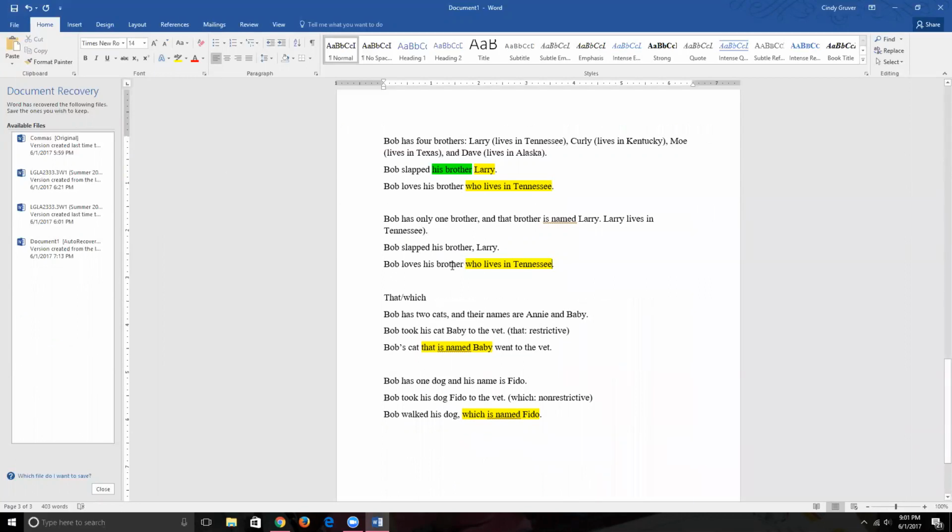So this does not restrict the data set. Therefore, it's non-restrictive, so it's like the which clause. Well, what do we do with the which clause? We put it in commas. So we're going to put a comma right here.